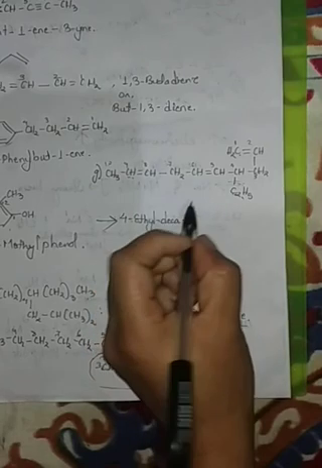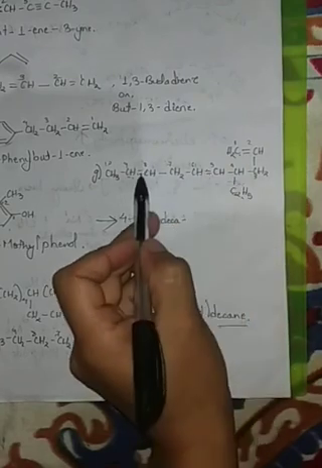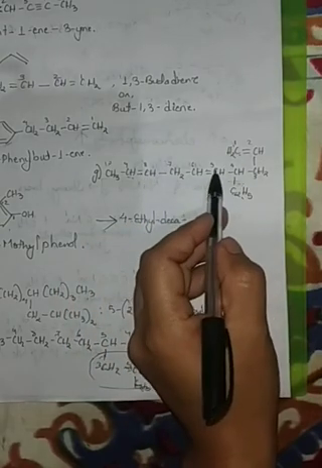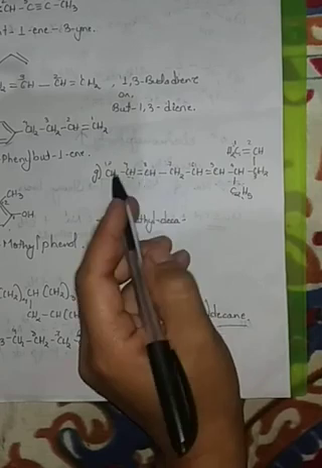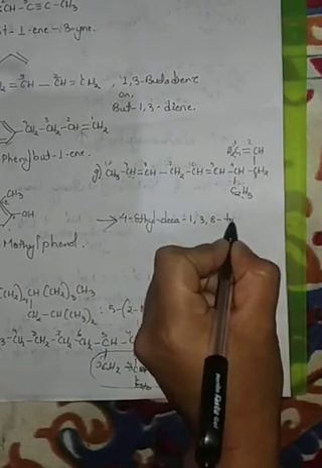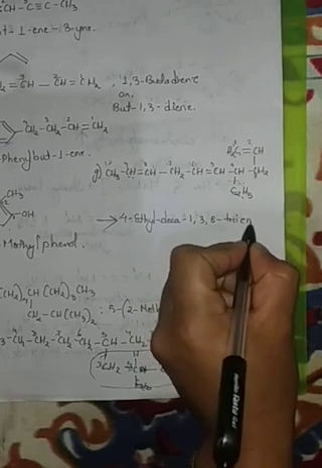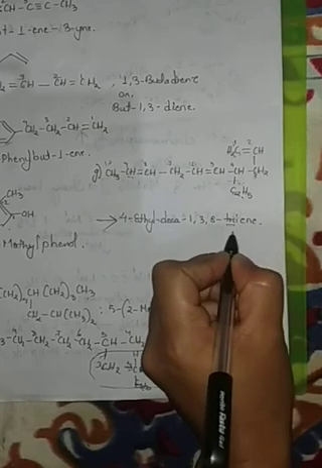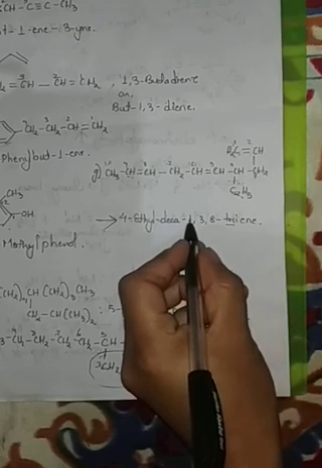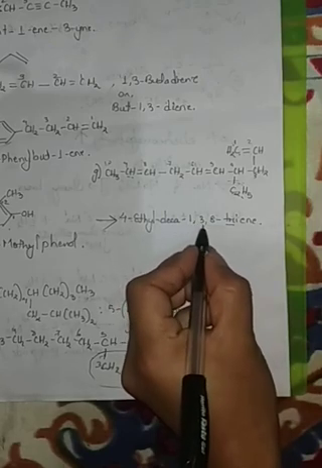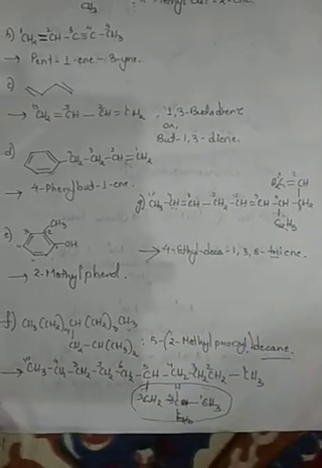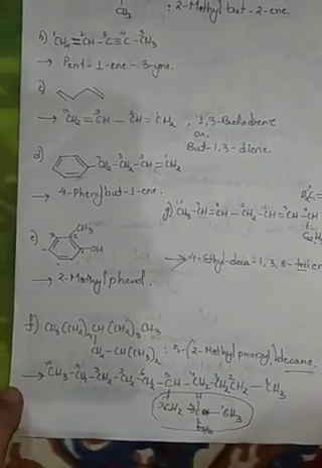Deca. How many double bonds do we have? 1, 2 and 3 double bonds, attached to carbon number 1, 3 and carbon number 8, therefore it will be 1, 3, 8 triene. Tri means 3 double bonds, and the double bonds are present in carbon number 1, 3 and 8. Therefore these are the examples that are given in your text.